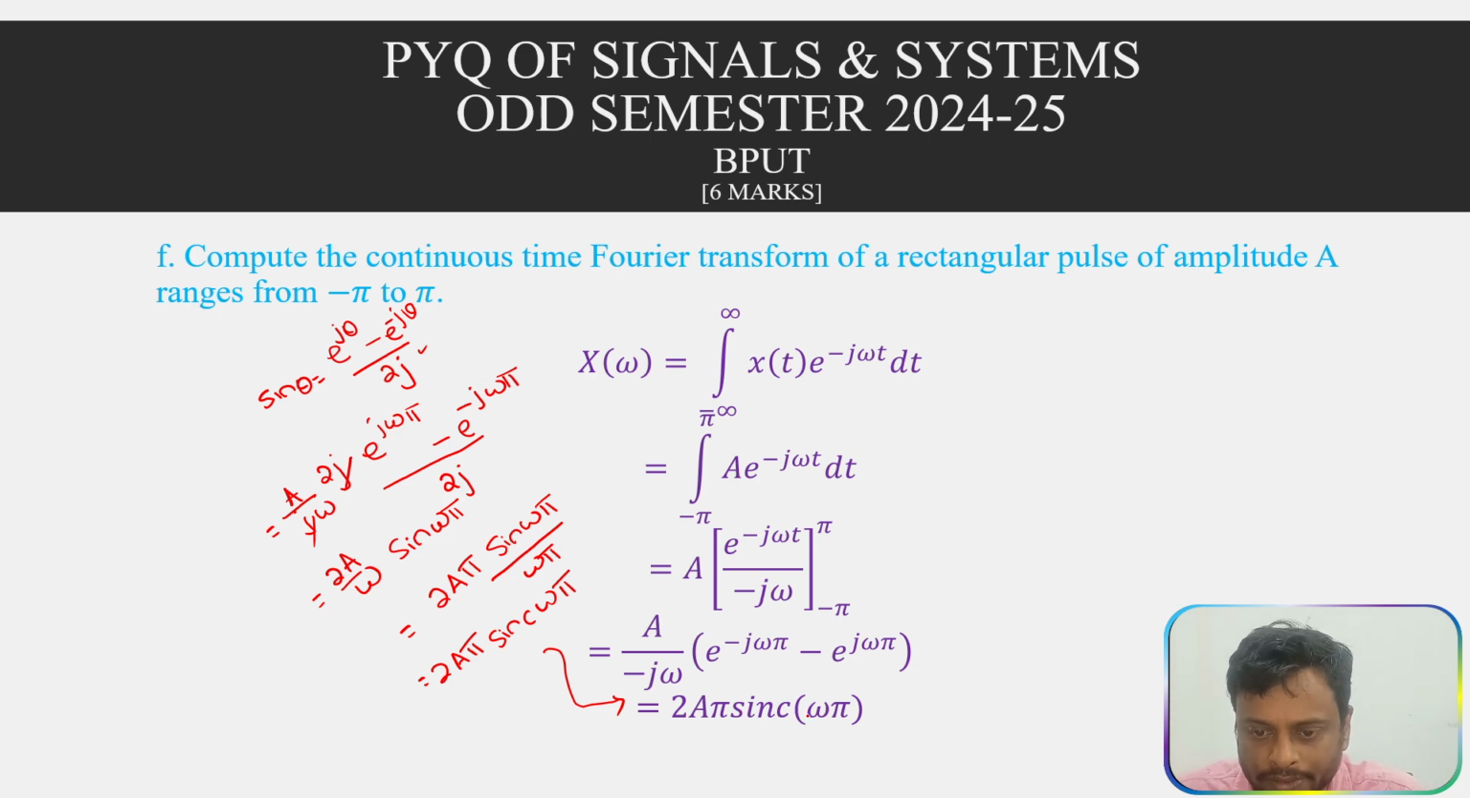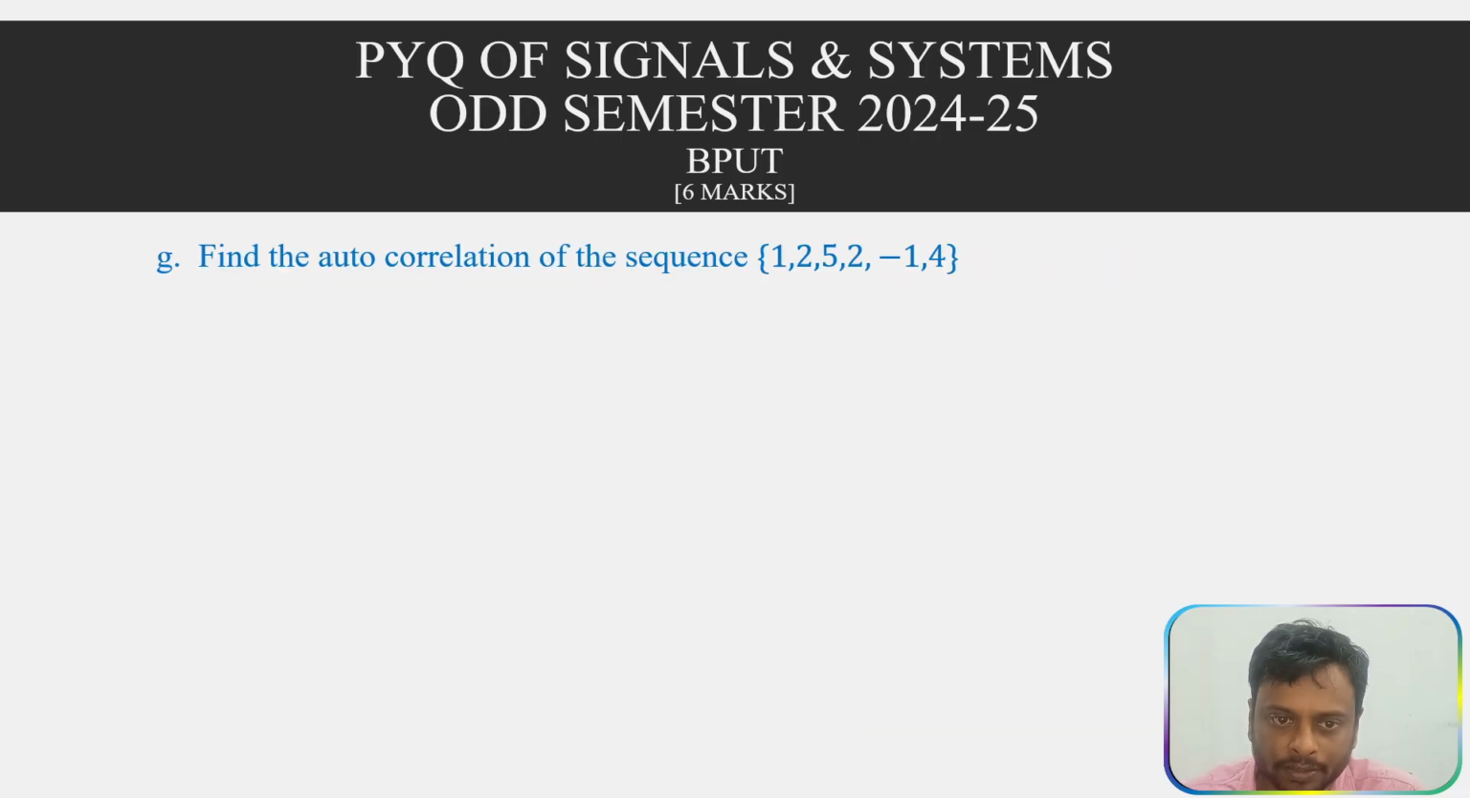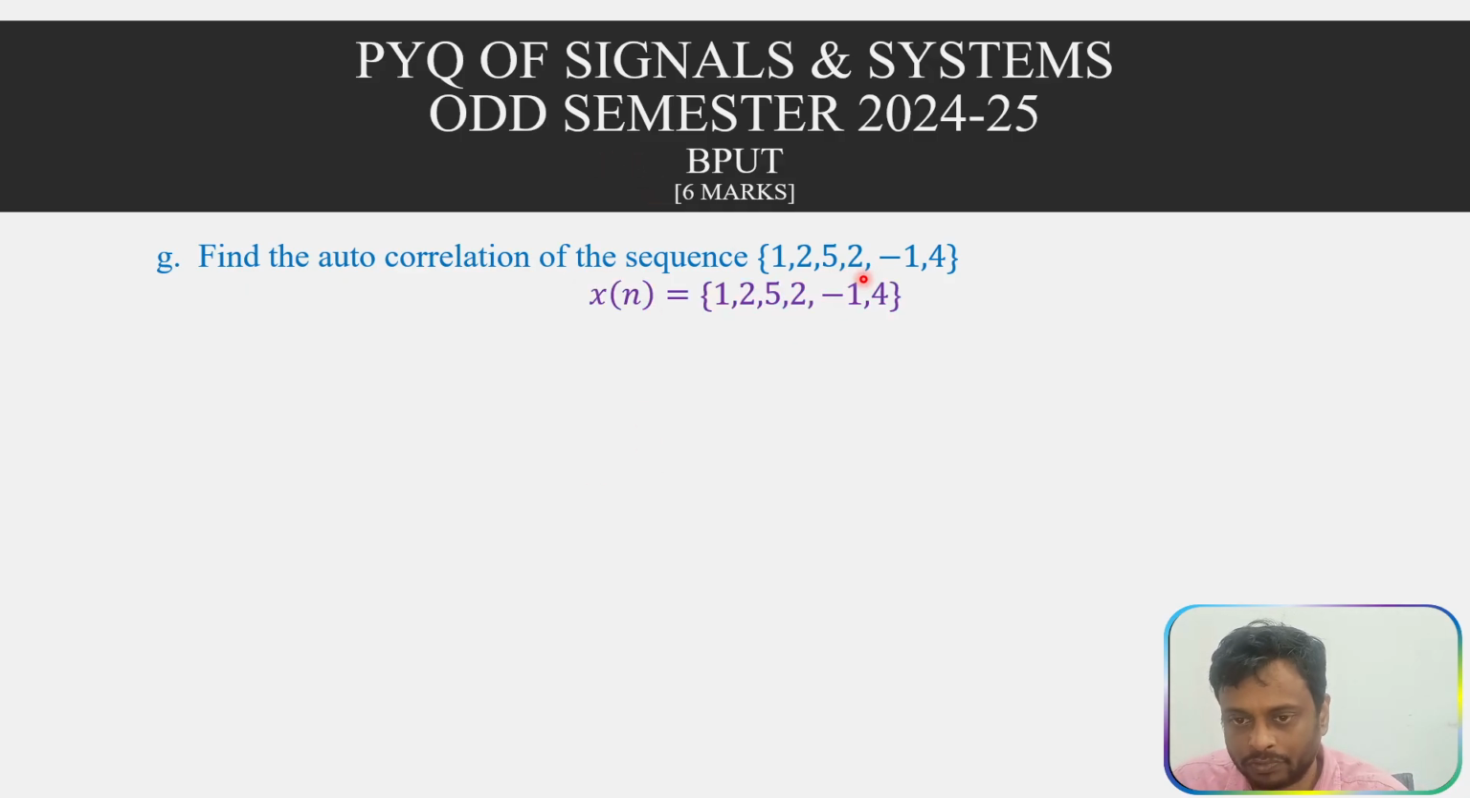So here 2a pi sin omega into pi. Okay. So this is our second question, I think. So the third question is to find out the autocorrelations of these two sequences. Auto means the same sequence. Okay. So find out the autocorrelation of this sequence 1, 2, 5, 2, minus 1 and 4. Okay. So x of n equals this one.